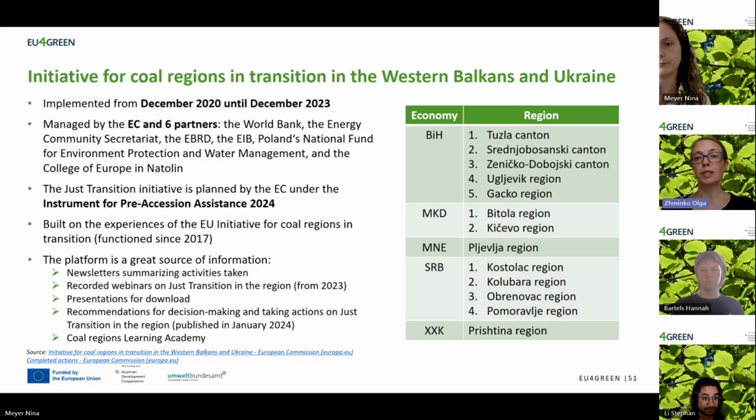And this initiative is similar to the EU initiative for coal regions in transition, which has functioned since 2017. So again, when something functions well and proves that the mechanism is working, the European Commission repeats it for the candidate economies as well. The Just Transition, I will repeat again, is planned by the European Commission to be financed under the Instrument for Pre-Accession Assistance. And during this initiative, 17 regions were identified as impacted by the transition. 13 of these regions are in the Western Balkans. Mostly impacted are Bosnia and Herzegovina and Serbia.